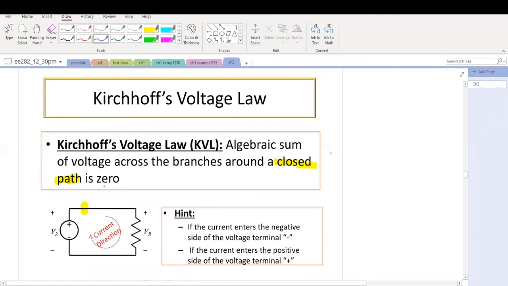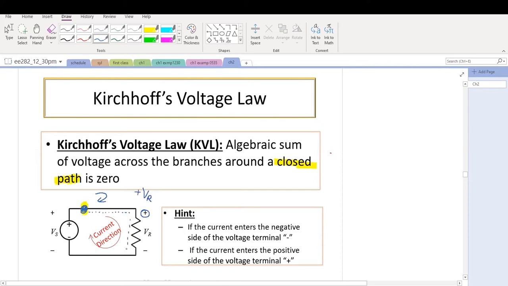So how do we apply KVL? Here are some tips. I choose any point. I start at any point in the loop and start walking. The direction of walking, I do clockwise, this direction. For example, in this circuit, I walk to here. When I encounter a positive voltage sign first, I will have VR with a plus sign.